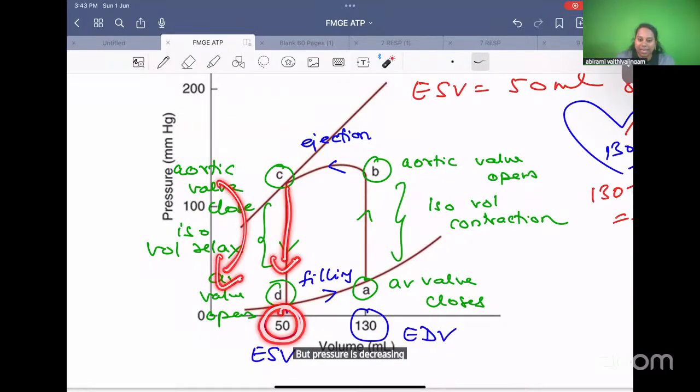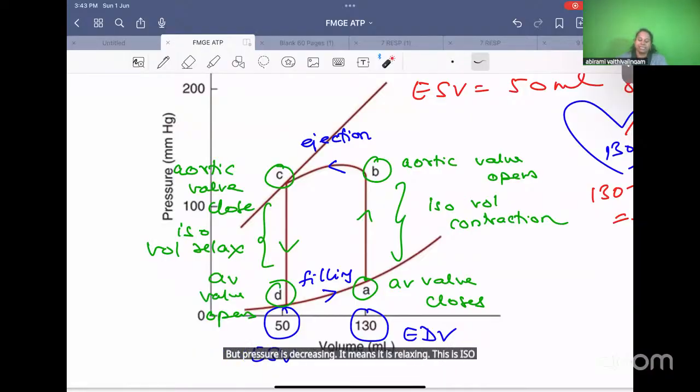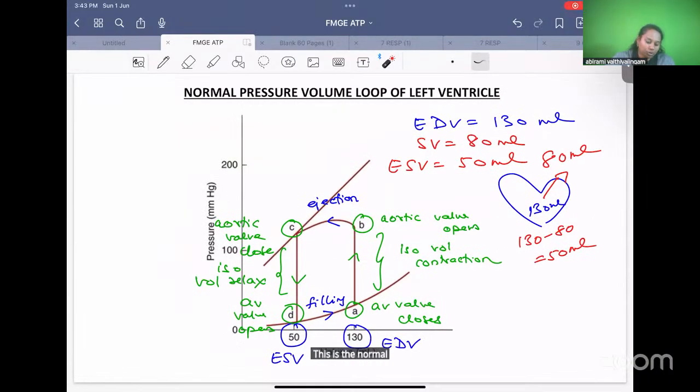It means it is relaxing. This is isovolumetric relaxation period. This is the normal pressure volume loop of the left ventricle.